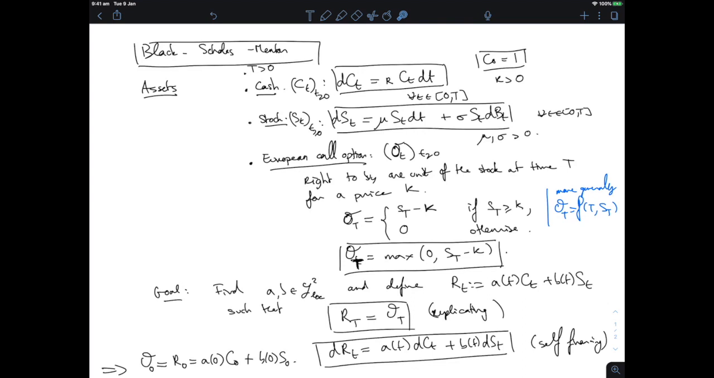It's supposed to be something that you initiate at time zero by getting a certain position, long or short, in cash and in stock, and then you just rebalance that position throughout time, but you don't add value to it or you don't subtract value from it. That doesn't mean that the value is not changing. The value is changing, but the value is only changing through the change of the value of cash, so accrual of interest or accrual of debt, and the change of the value of the stock, which happens according to that SDE, and that's independent of anything you're doing.